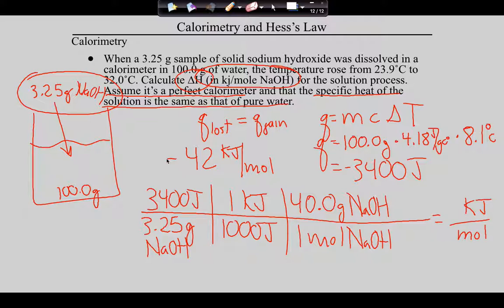Yeah, it's negative. So we just change the sign after. No, I just forgot to put it. It should be negative. Yeah. You guys okay? Okay.